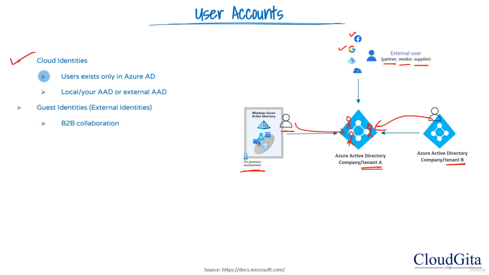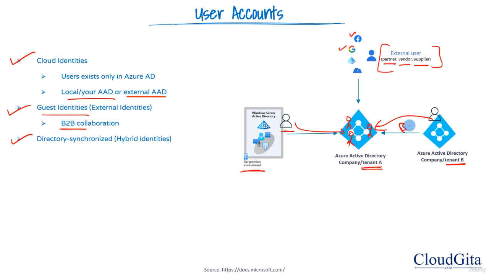So as I said, we can have cloud identities, guest identities, and directory synchronized identities. Cloud identities, once again, can be a local Active Directory. For example, you created a user within your Active Directory, or you created a user from an external Active Directory, right? And guest identities means external users. External users are also called guest users, in which we have B2B collaboration. Actually, this is also called B2B. And we also have something called B2C. We will discuss that later. This is a completely different thing. And the third way is directory synchronized, in which we synchronize our on-premises directory with Azure Active Directory.